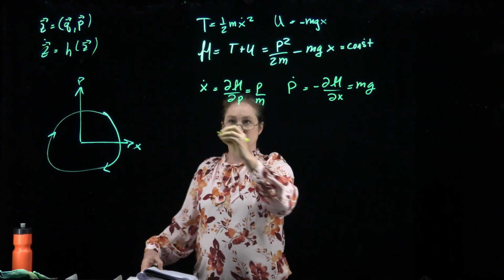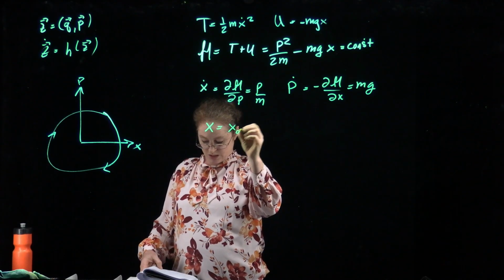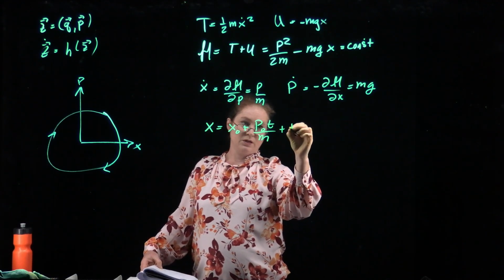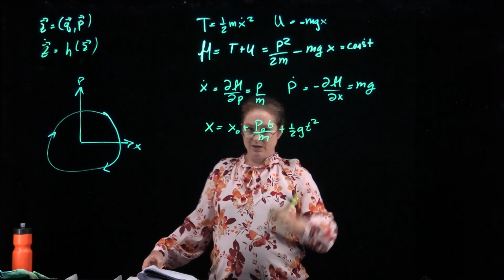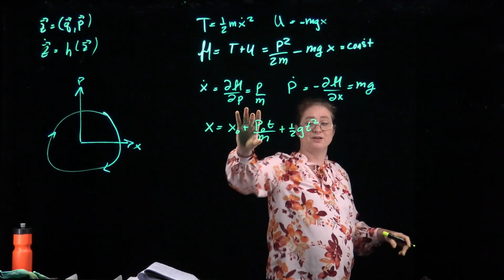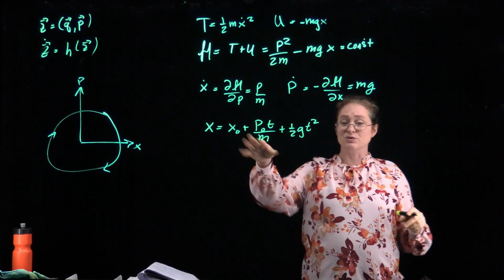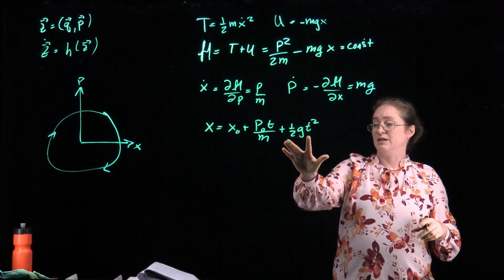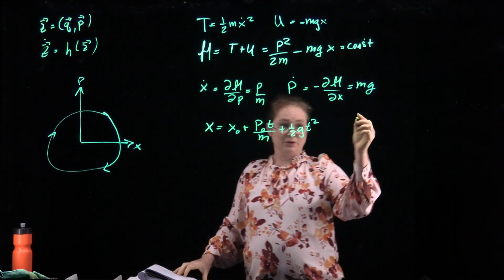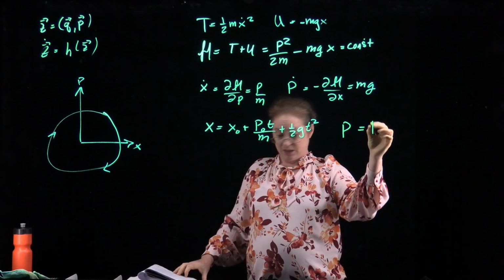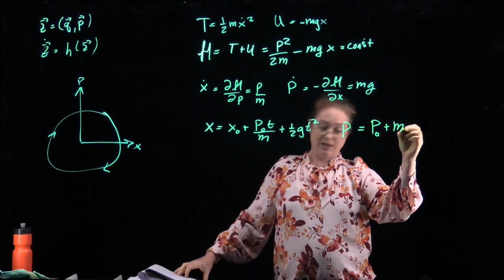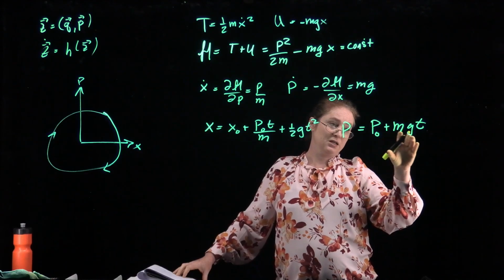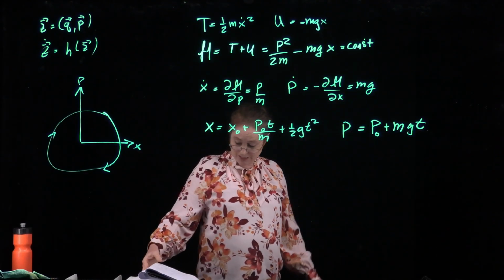Our p dot is negative partial H, partial x, which is mg. And we can solve this and get x equals x naught plus p naught t over m plus 1/2 g t squared. This should look very familiar, but now instead of having v naught, we've written it as p naught over m so that we can have it in the convenient form for our phase space diagram. And this term should also look familiar. Then we can write p as p naught plus mgt. So this is the same as velocity equals v naught plus gt, but we've multiplied through by an m.